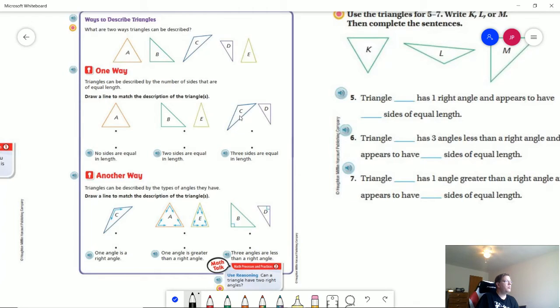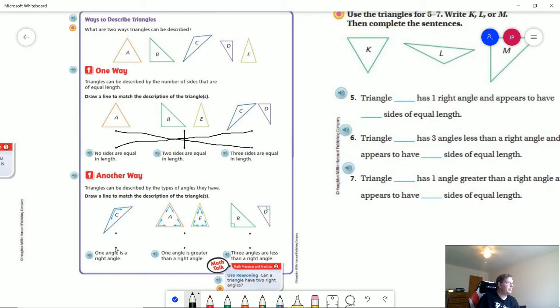And so for our one on the left, no sides equal length, that looks like that one should go over here. 2 sides of equal length, that looks like it would be this one. And then 3 sides of equal length would be this one. Usually if we have 3 sides of the same length, we are also going to have 3 angles that are the same measurement as well.